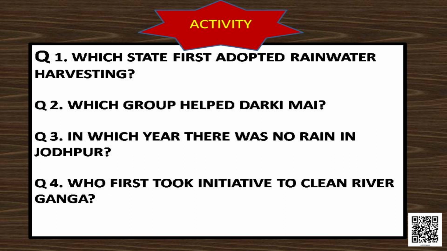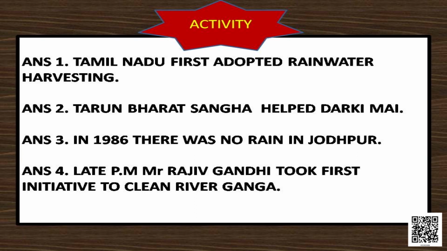That is answer number 1. Tamil Nadu first adopted rainwater harvesting officially. Then answer number 2. Tarun Bharat Sangh helped Darki Mai. Then answer number 3. In 1986, there was no rain in Jodhpur. Then answer 4. Late PM Mr. Rajiv Gandhi took the first initiative to clean the river Ganga.